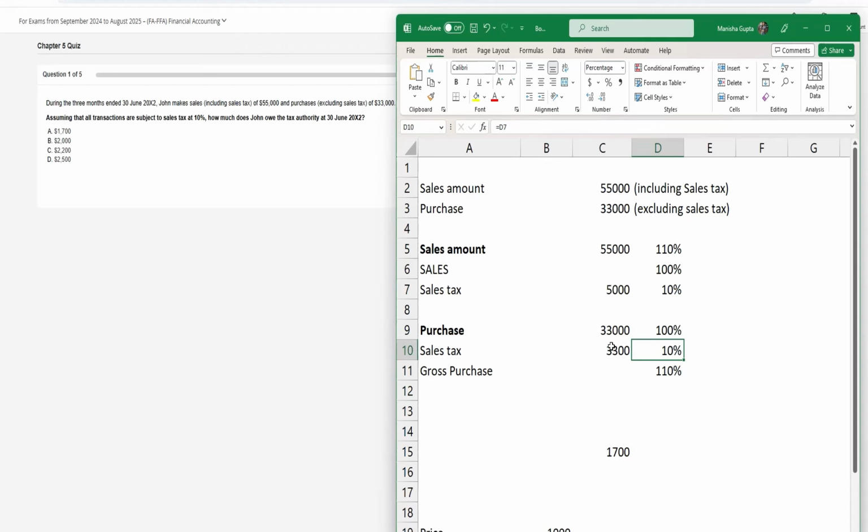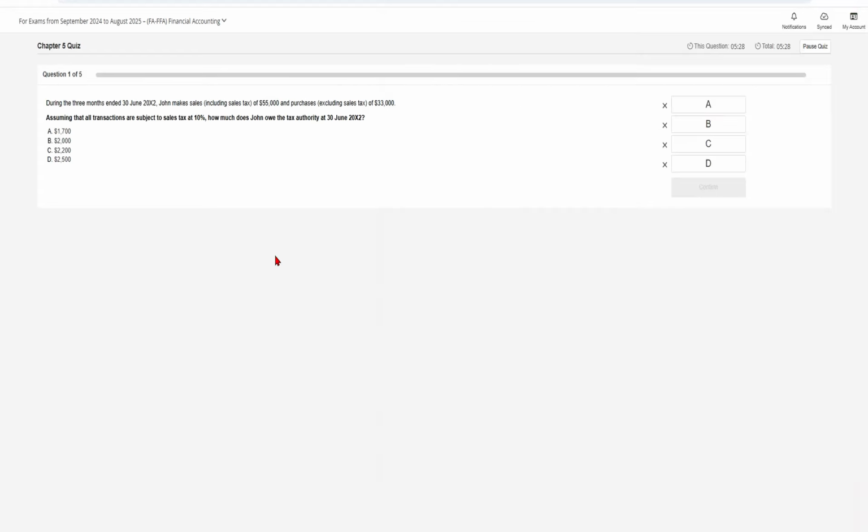So if we net this up, the sales tax here is greater than this purchase tax, right? That means we need to pay to the tax authority, and how much amount? The net of these two. So by netting these two, we will get 1,700. That's our answer A.